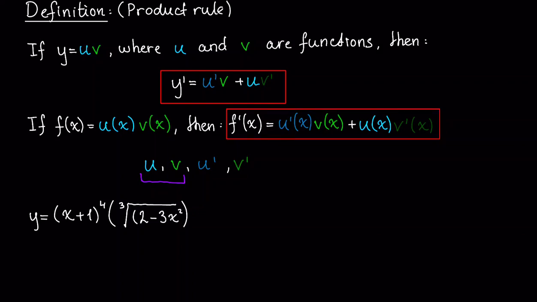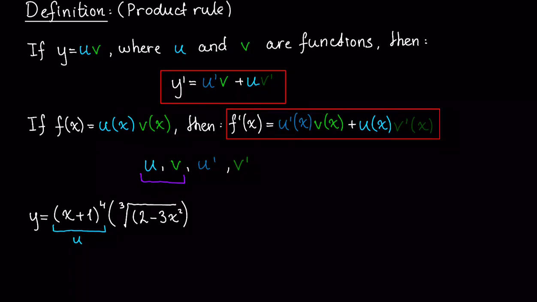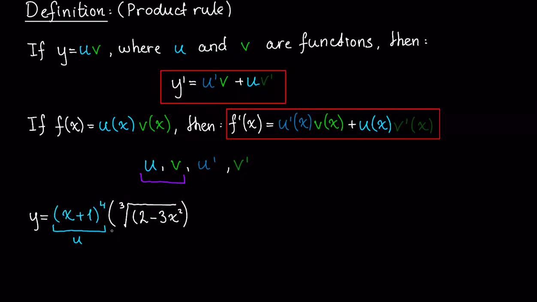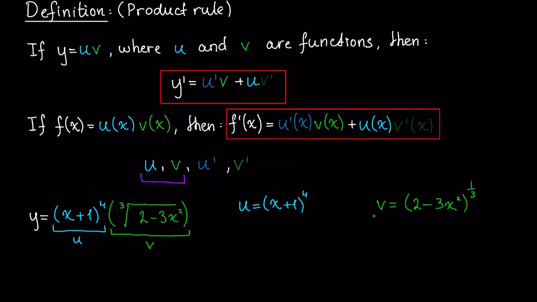Here you can see that this is clearly a multiplication between two different functions. We can actually set (x plus 1) to the power of 4 as our u, and then the cubic root of (2 minus 3x squared) could just be our v. Here for v, I simply rewrote the cubic root into an exponent, 1/3. And now all we need to do is compute the derivative of u and then of v.